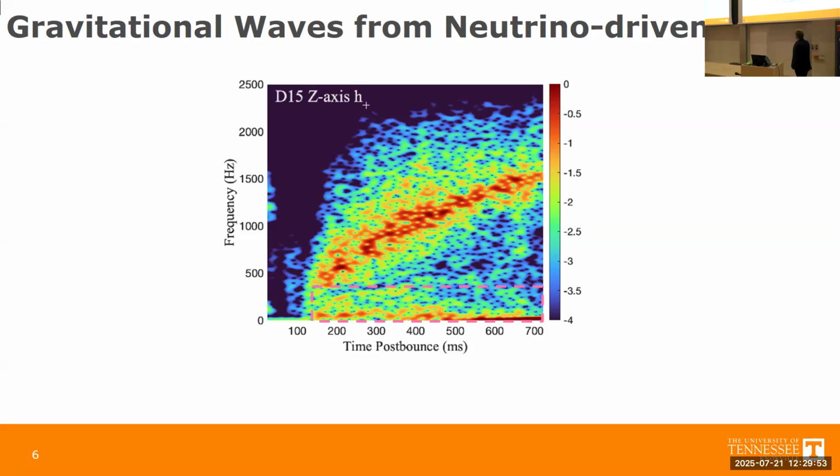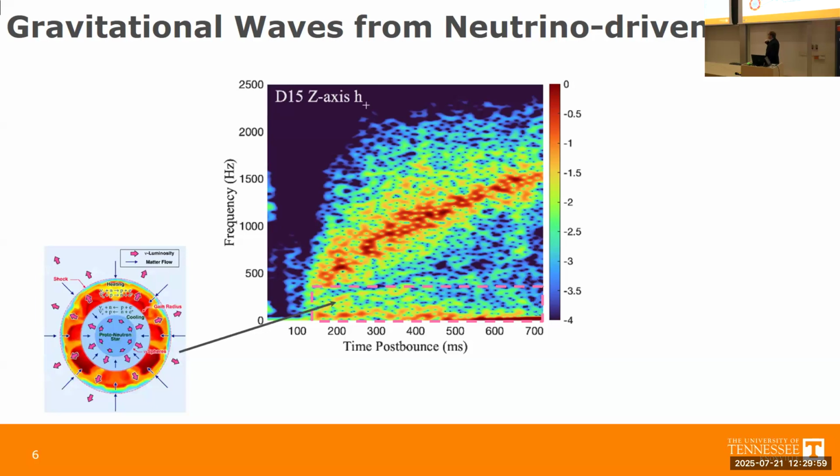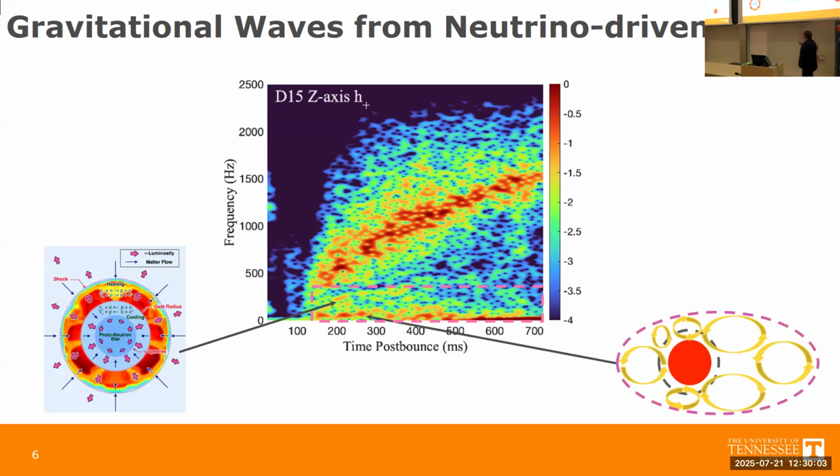In the low frequency regime, this is below around 300 hertz, we have contributions from neutrino-driven turbulent convection. And we also have a signal from the SASI. So this beating pattern is right around 70 hertz. And for the D15 model, that's the characteristic frequency for SASI. And it exists as long as SASI exists.